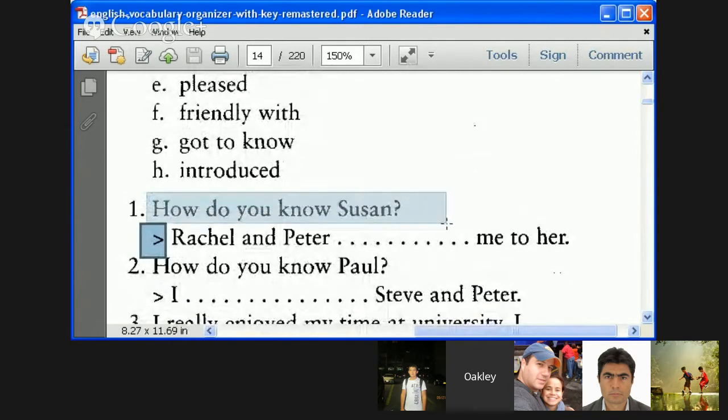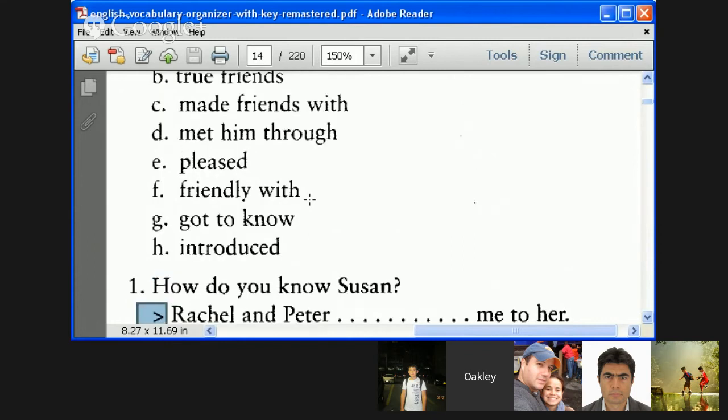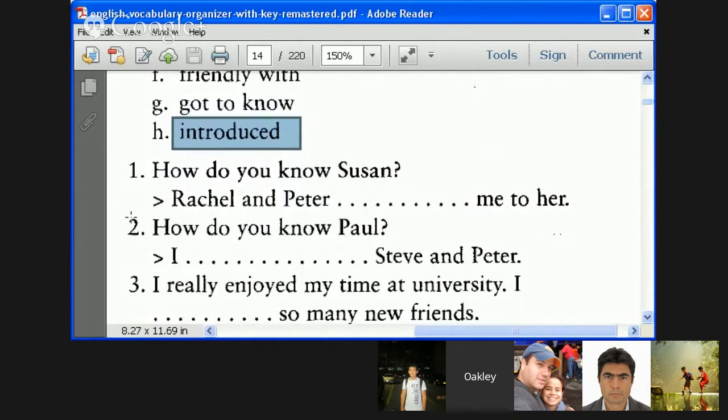Maria, starting with number 1, how do you know Susan? Rachel and Peter blank me to her. Introduced me to her. Very good. This sentence absolutely needs a verb, and introduce is a verb. You make introductions. Introduction is the noun, to introduce is the verb, introductory is the adjective. So if you introduce two people, you help them meet.